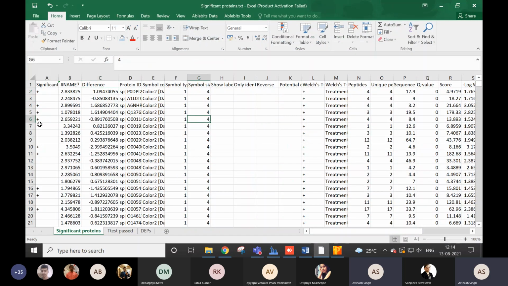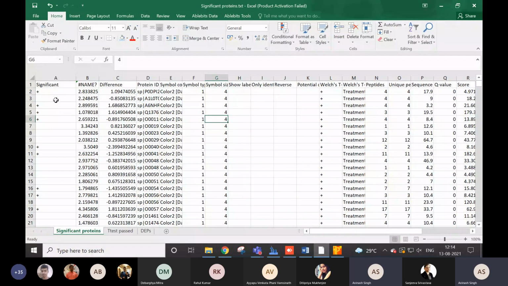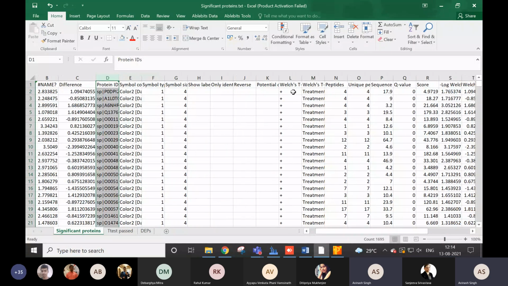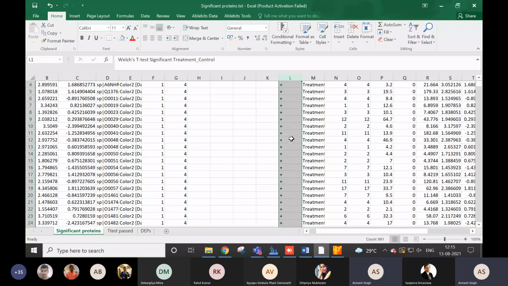It will give this file, and here you will find this significant column, which is basically FDR significant proteins, and this is the negative logarithm of the FDR, and this is the difference, basically the log2 fold change, and this is the protein ID, and here you will find the list of all the positive proteins.